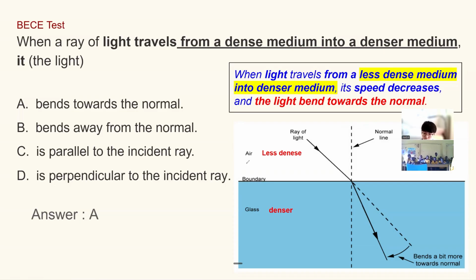So this is the case of air and water, right? Air is a less dense medium, and glass, for example, is a denser medium. So the light is supposed to go over here, but it bends toward the normal because glass is more dense and the speed decreases. And this again is the normal line, so the light bends toward the normal line to the left. Yeah, great job.